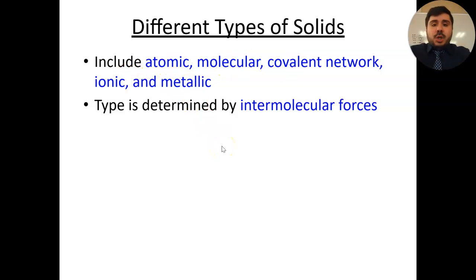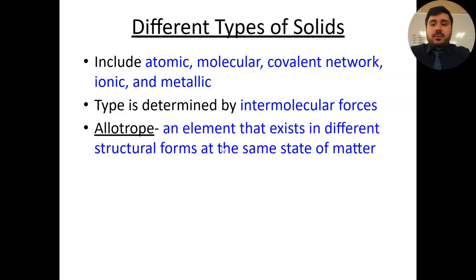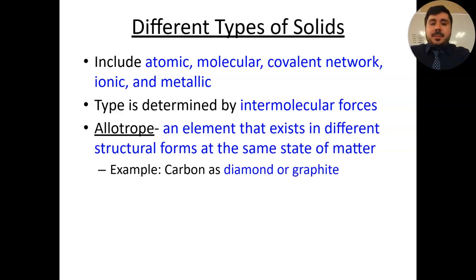The type is going to be determined oftentimes by their intermolecular force. Now, when it comes to this right here, this is known as an allotrope. This definition says an element that exists in different structural forms at the same state of matter.